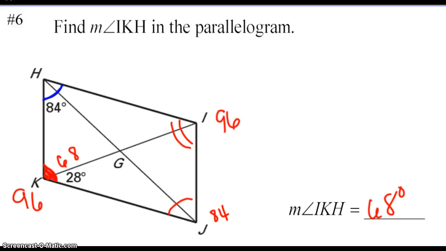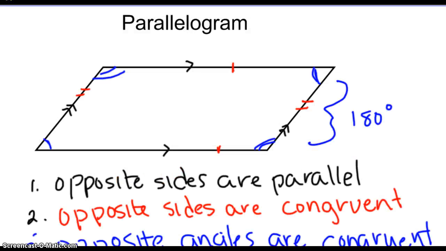So please make sure on your flow chart sheet that you have parallelograms and quadrilaterals filled out. That parallelograms, both pairs of opposite sides are parallel, both pairs of opposite sides are congruent, both pairs of opposite angles are congruent, the diagonals bisect, which means cut in half, each other, and the consecutive angles are supplementary. Please also have that a quadrilateral has 4 sides and its interior sum is 360.